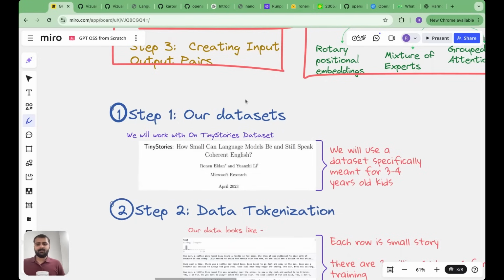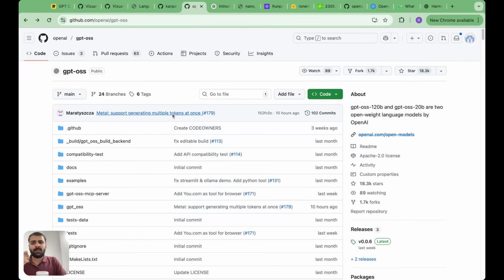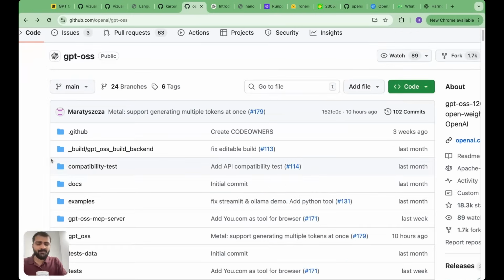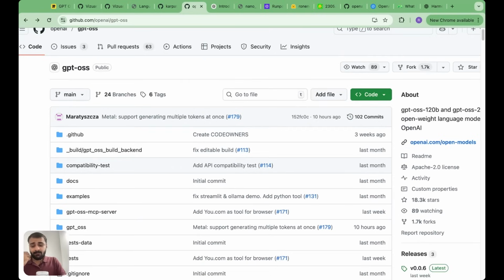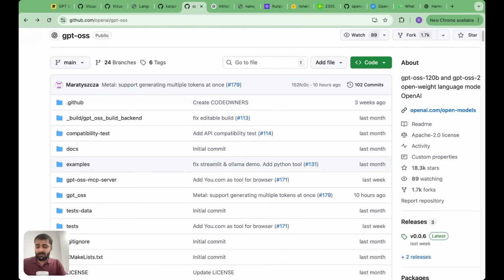Now, this first step, which is taking the data set, then tokenizing the data set, and then passing it to a model, that step is completely missing from open weights models. So when OpenAI released their GitHub repository for GPT-OSS, there was no mention regarding the dataset which they actually used. There was no mention regarding how the tokenization was done. Of course, they have released their tokenizer, but they did not show how they applied that tokenizer to the dataset.